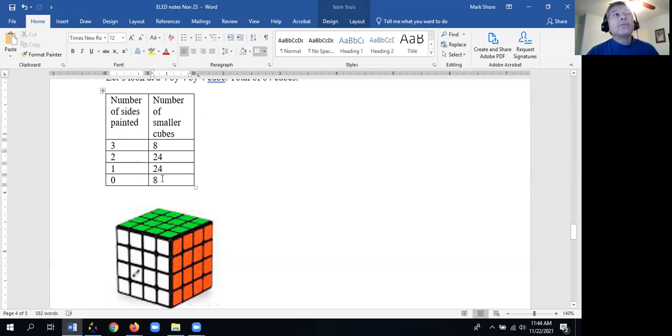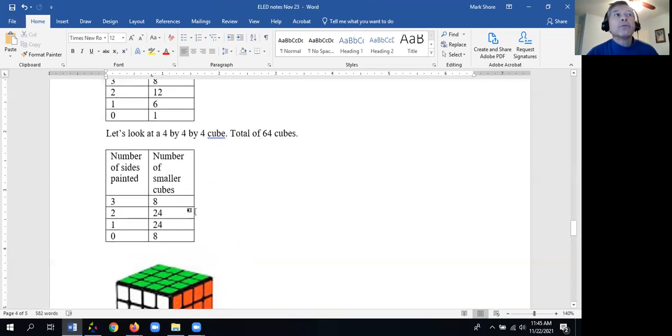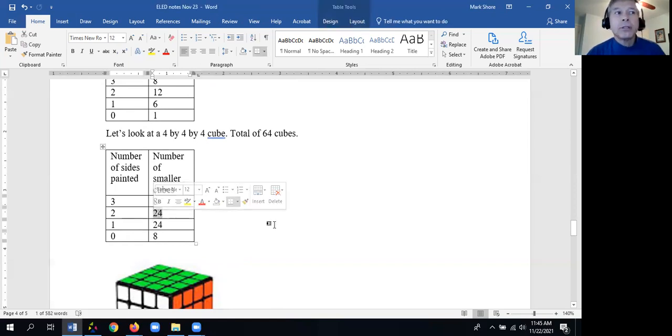Now, I'll show you about the 2 sides, but again, that's hard. And again, we could figure it out by adding up the ones that we know, the 8, the 24, and the 8. If you add that up, you get 40. We know there's 64 total, and 64 minus 40 leaves 24 that have 2 sides painted. Now I'll show you the 2 sides painted.